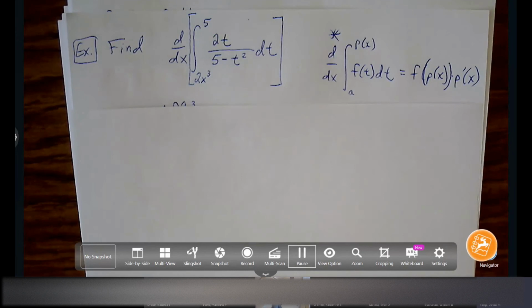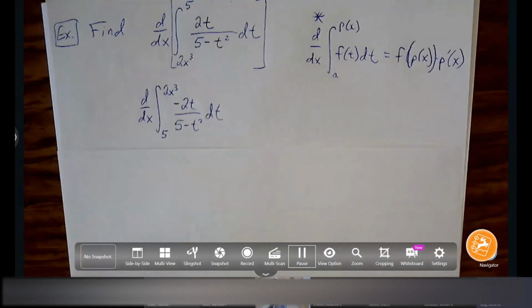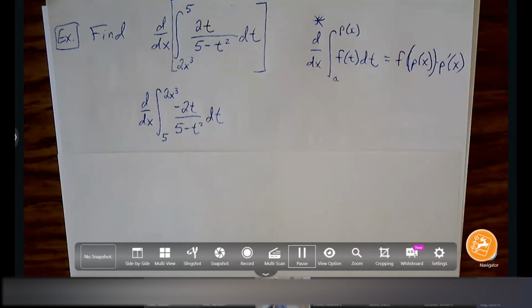Okay, what did you guys do first? Flip the upper and lower. Yeah, the upper and lower bound doesn't quite match with what we want with our formula. So I'm going to flip the bounds, but we can always do that. We just have to make sure we adjust with a negative as part of my expression.